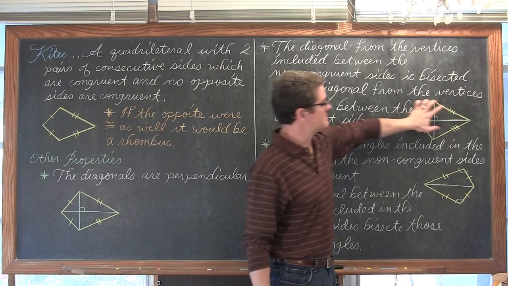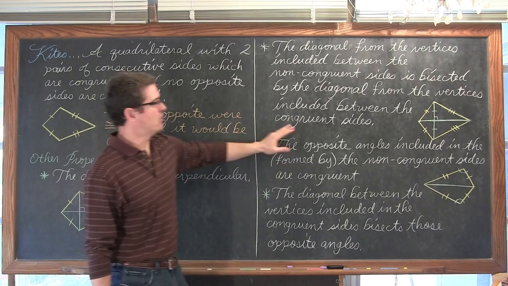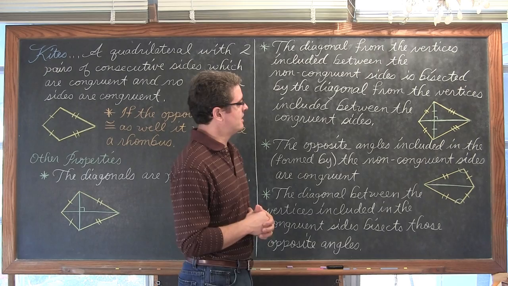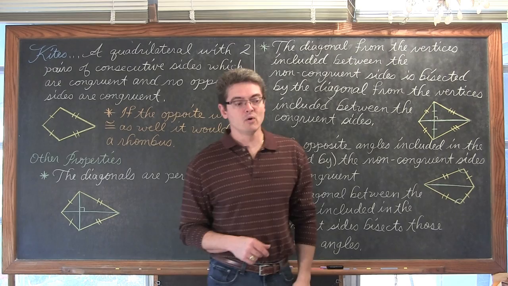And I'm going to include a two-column proof at the end of the video for this particular property. We're also going to have, I think, three algebraic examples working with the sides and angles of these kites in this video. But the last two-column proof, I'm going to prove that these two segments are congruent, but first I'm going to get the phone.